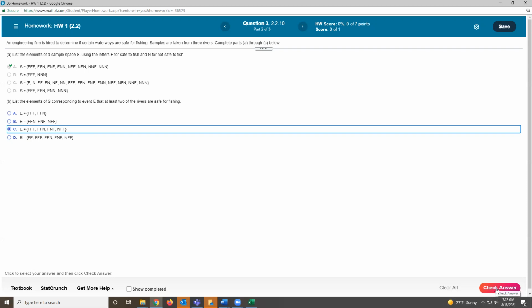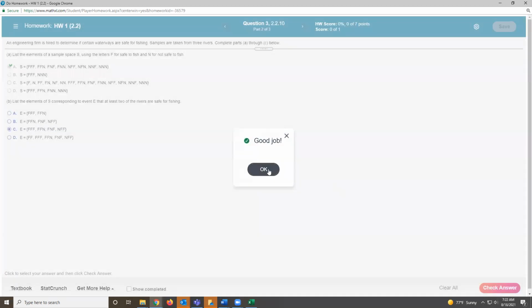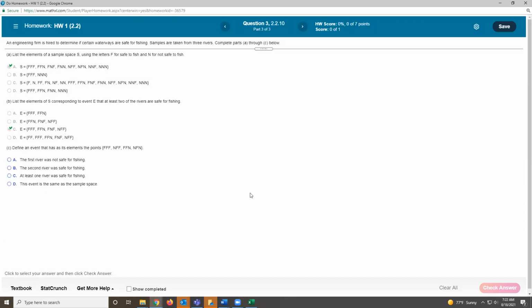So define an event that has its elements the points FFF, NFF, FFN, NFN. Now I see a pattern here. In each of these 4 points, the middle letter is F, which means the second river is safe. F, remember, is for safe. So the second river was safe.